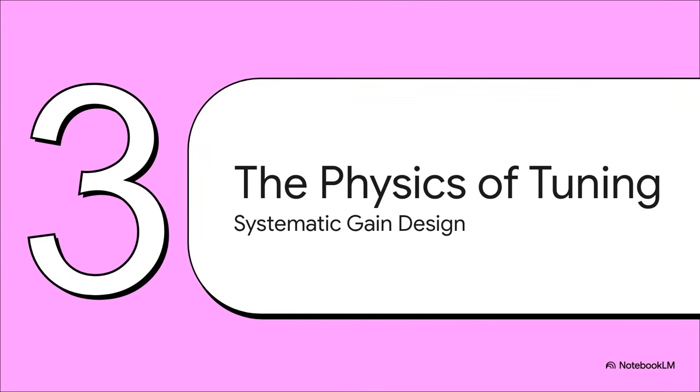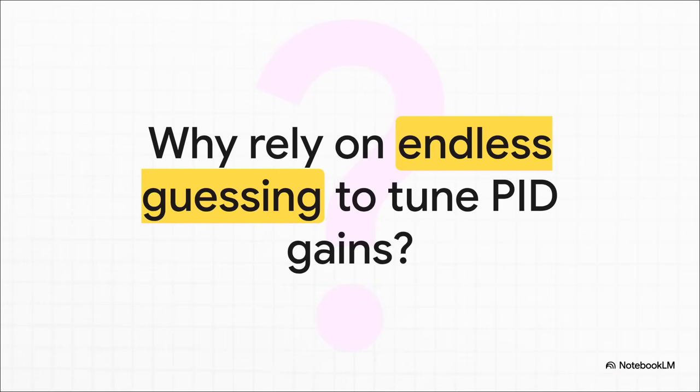This is all about systematic gain design using dynamics. At this point, we really have to stop and ask ourselves, why on earth are we relying on endless trial and error to tune a drone's PID gains? Honestly, guessing parameters by randomly tweaking proportional and derivative values is frustrating, and it's incredibly inefficient. It's time to stop guessing and start using actual physics to tune our controller.